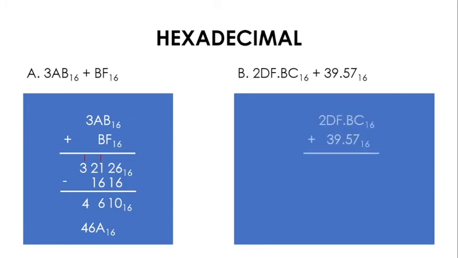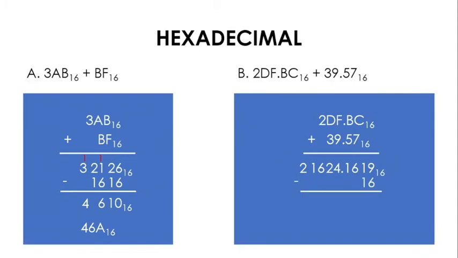Now for the next example, we have 2DF.BC hexadecimal plus 39.57 hexadecimal. We will do the same thing as we did on the first example. So first add the digits. C plus 7, 19, B plus 5, 16, F plus 9, 24, D plus 3 is 16, and 2 plus 0 is 2. We will be subtracting 16 from the sums that are greater than 15.